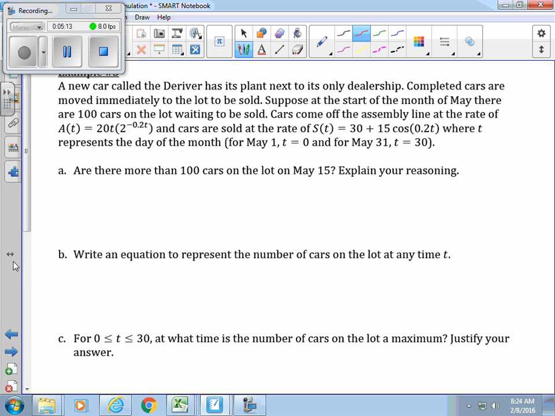Both of those are rates, would you agree? The rate of the cars coming onto the lot and the rate of the cars going off of the lot.